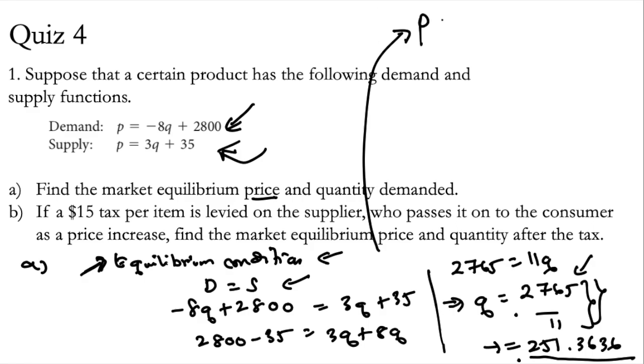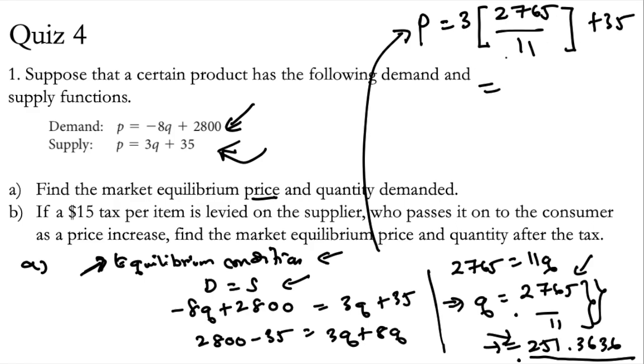Okay, so here P equals 3 times what? In the calculus, it's easier to use the fraction rather than the final answer. The final answer, you leave it just like that. But to find another answer, you use the fraction for quantity. So here, 2765 over 11, and then plus 35, and then you should get something like 789.09 dollars. Okay, so that's for question A.